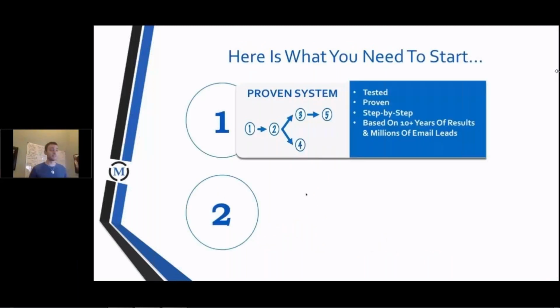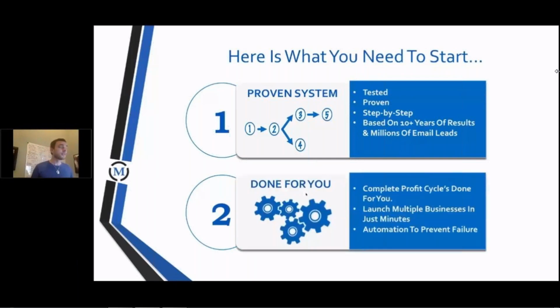Well, look, here's what you need. First, what you need is a proven system, okay? You need something that's been tested. You need something that's proven. You need something that's step by step. That's very important. The next thing you need is a done-for-you scenario, okay? You need something that literally is done for you that you can instantly launch, because we're on the World Wide Web, okay? There's millions of people trying to do stuff, but there's only a few that are actually doing it and taking action and implementing, right?